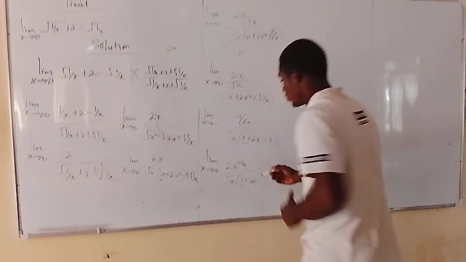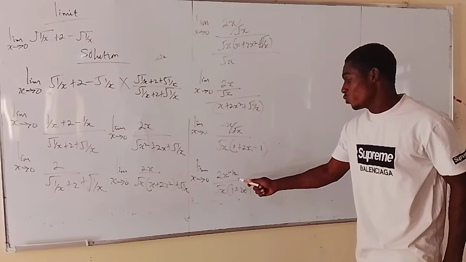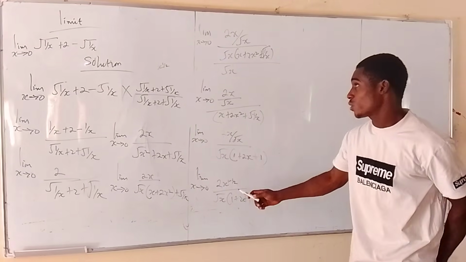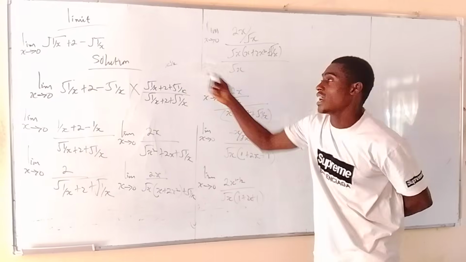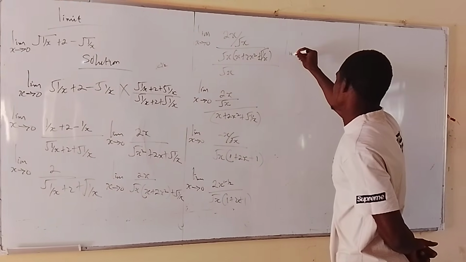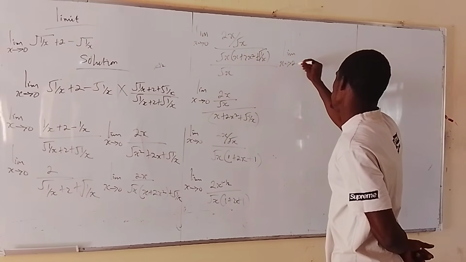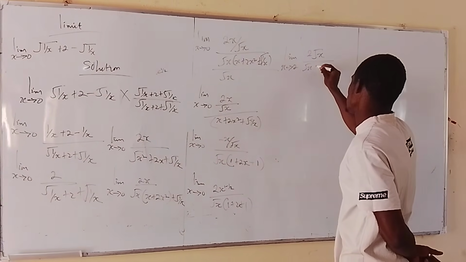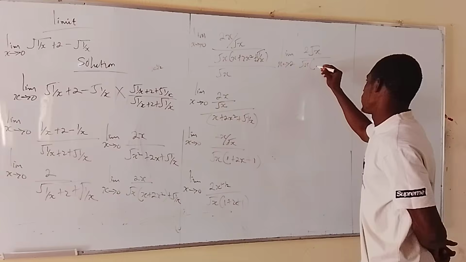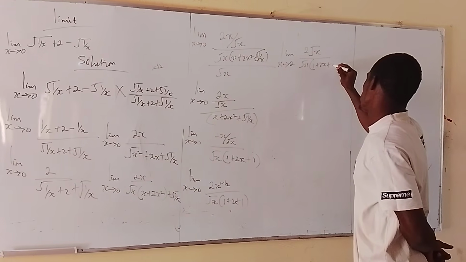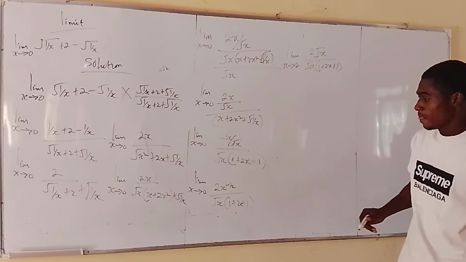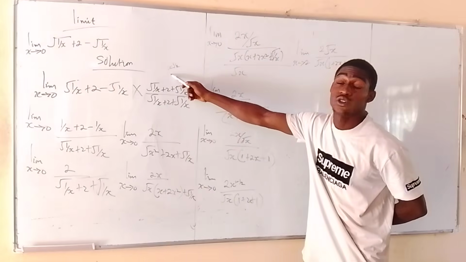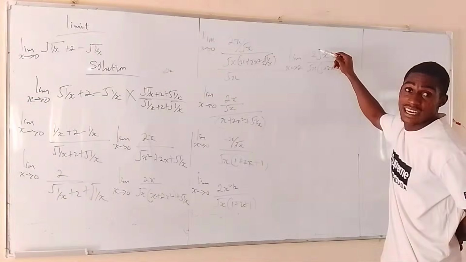Alright, so if you do 1 minus 1 over 2, it will give you 1 over 2. And we say x to the power of 1 over 2 is also root x. So you are going to have the limit as x approaches 0 of 2 root x all over root x into 1 plus 2x plus 1. We say 1 minus 1 over 2 will give you 1 over 2, and 1 over 2 is root x. That's why we have it like this.